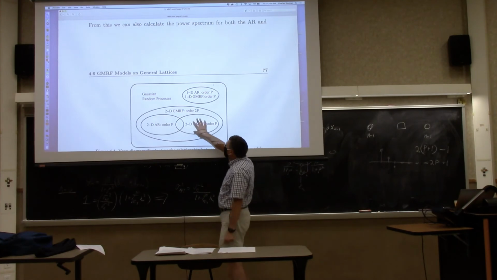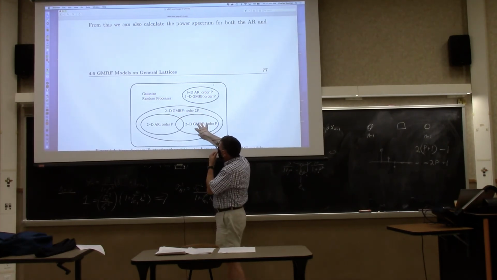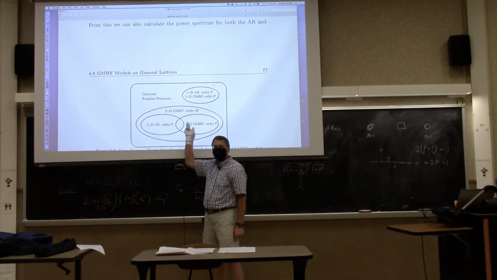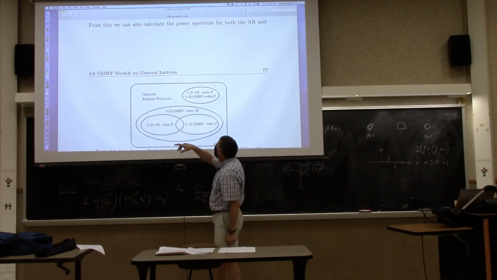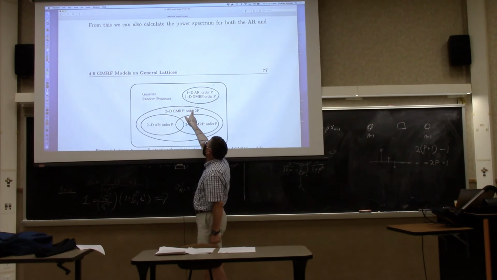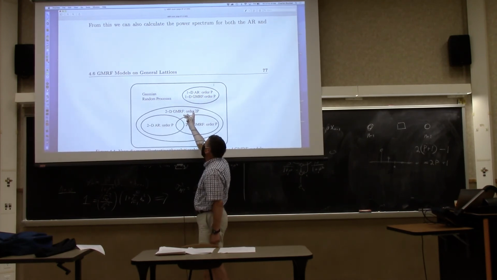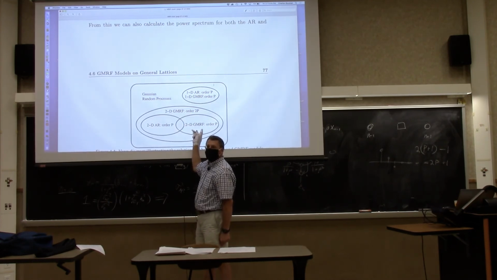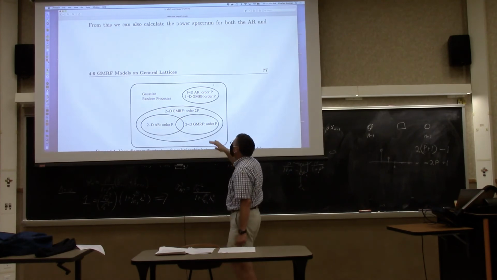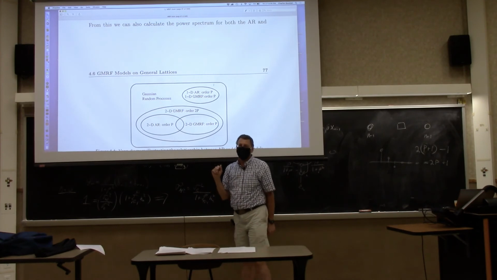So in 2D, the non-causal and causal models are not equivalent. The order P forward predictor is included within the order 2P non-causal model, but it's not equivalent to the order P. So the upshot is this: mostly people use non-causal models in 2D, because it's just more natural.